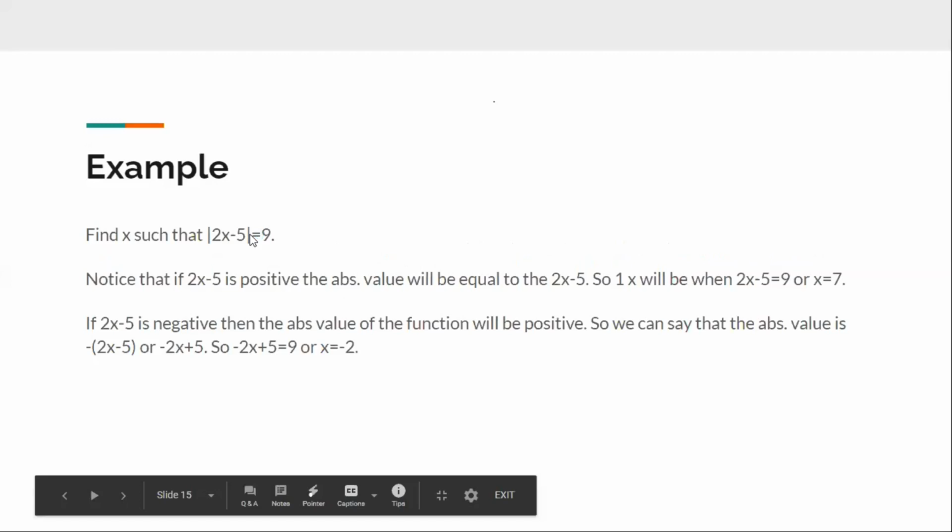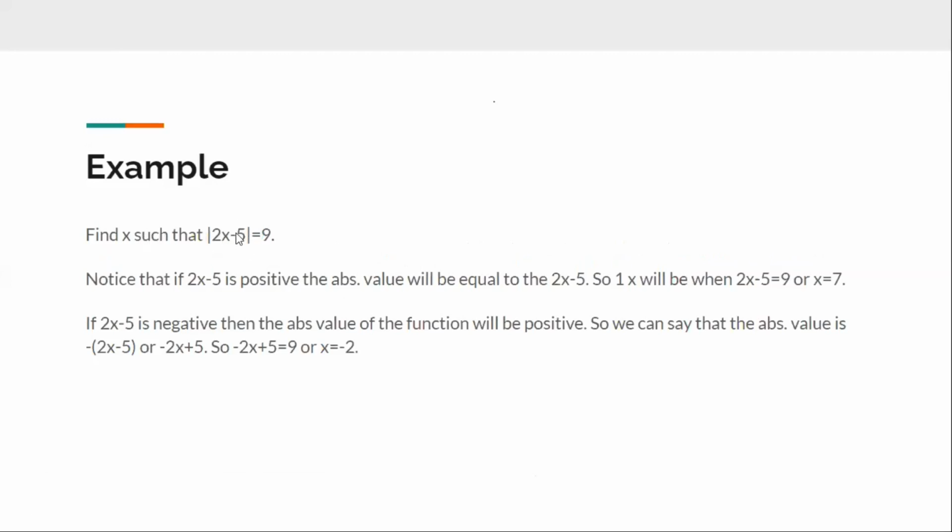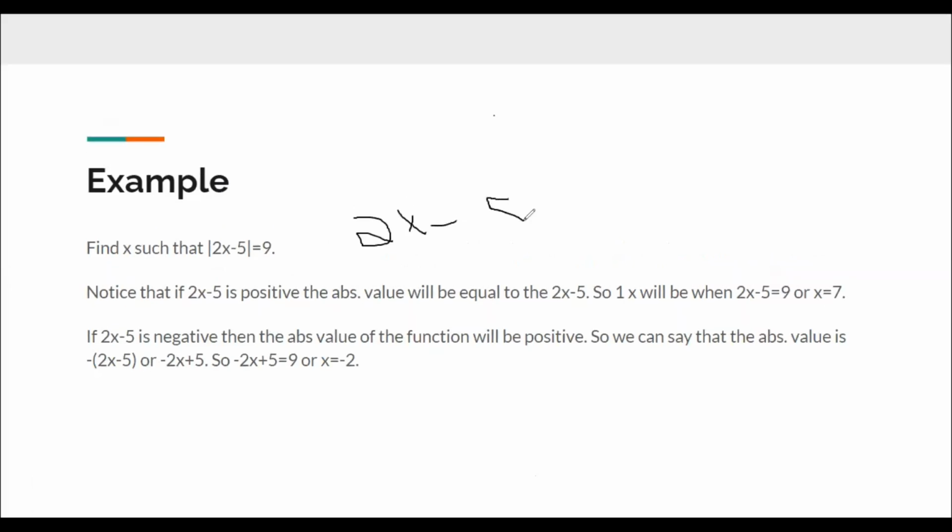So here's an example using absolute values. So it says find x such that the absolute value of 2x minus 5 is equal to 9. Find all x, I think I should have said. So first off, you look at when 2x minus 5 is positive. If 2x minus 5, the expression, is positive, right? Then it's going to remain as 2x minus 5. So the value will be equal to 2x minus 5. So 2x minus 5 is equal to 9, or x is equal to 7.